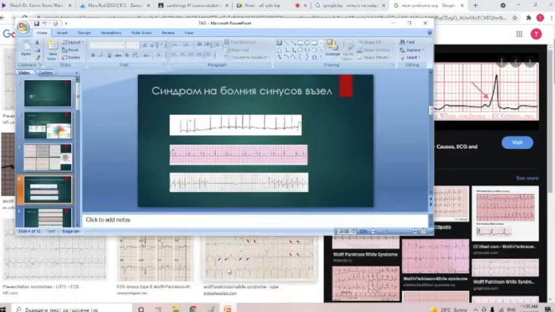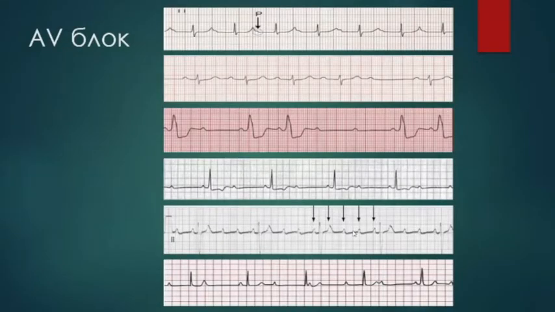So, what are the causes for long PR interval? First degree block. Yes. So, what is the PR interval defining? The time it takes for the electrical signal to travel from the atria to the AV node. You are almost right. It's through the AV node, because the electrical signal is traveling rather fast in the atrium.